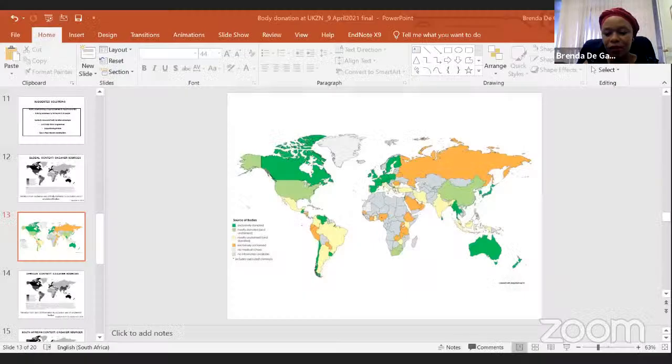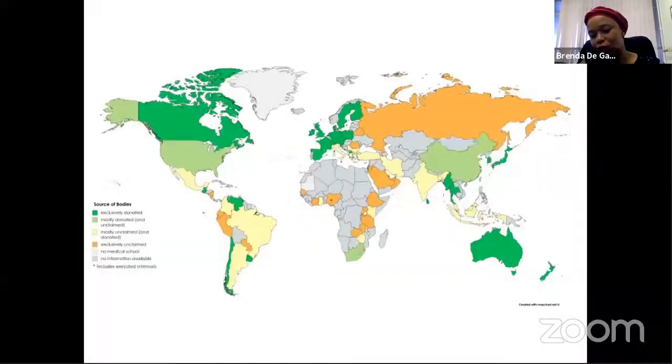Please raise your hand if you have a question and I will give you an opportunity to do so. I'm just going to share my screen to share this colored version of the global map of where we stand as far as body donation currently. But I am keeping an eye on the participants as well. So if there's anyone who would like to, it does not look like it.